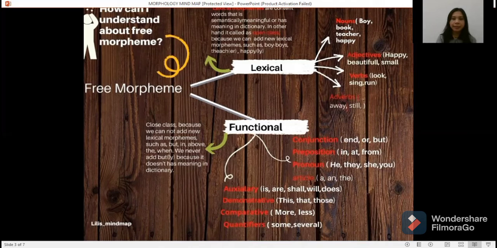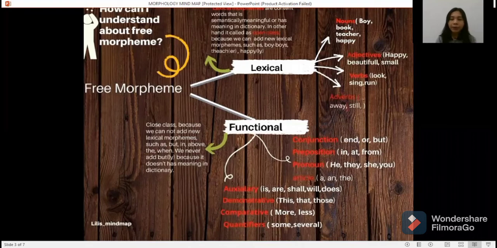Okay, let's discuss functional. What is functional? Functional is a closed class. It is called a closed class because we cannot add new morphemes to it, such as but, in, above, the, when. We never change but into badly, right? Because it doesn't have meaning in the dictionary. So we have to be aware of these words.